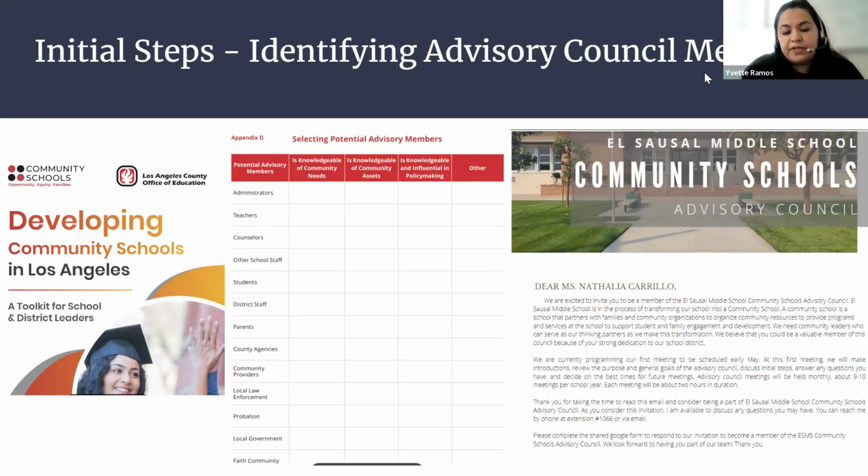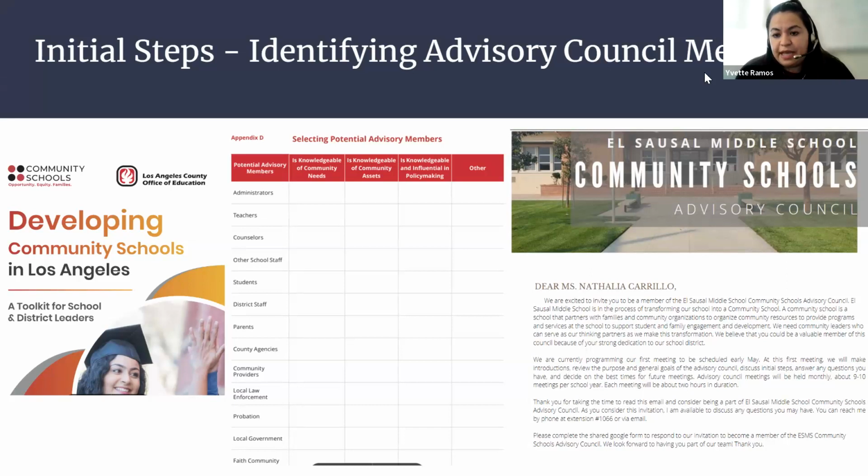And this toolkit was very helpful for me, the LACO Developing Community Schools toolkit. This is where I kind of guided myself on who to identify. I did work with a CBO, Building Healthy Communities, which supported me in identifying those key stakeholders that should be part of and should have a voice in this process. So we were able to recruit. We have a total of 23 members in our advisory council.